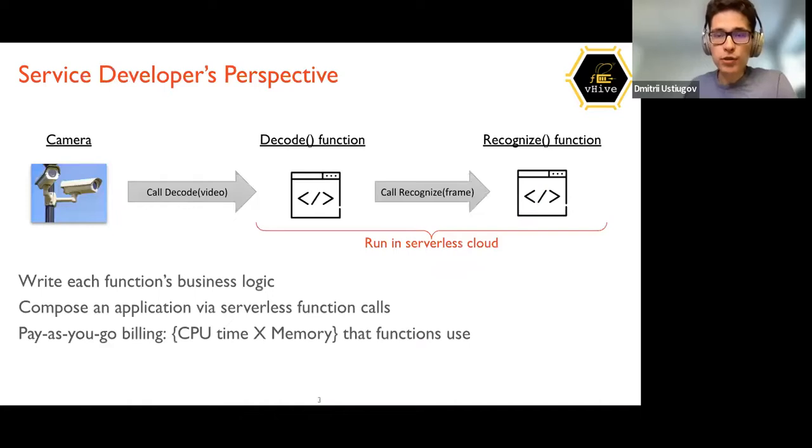So say the developers need to write a video analytics application with two functions. First, the first function decodes frames, video fragments from the camera, and it invokes the second function to recognize objects in this frame. So in serverless, this application can be written with two functions composed with simple function calls, and I'm sure everyone is familiar with that.